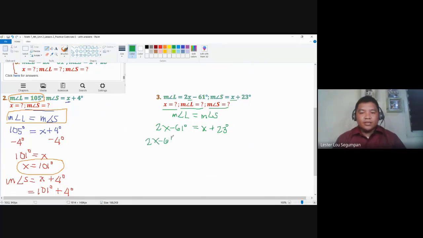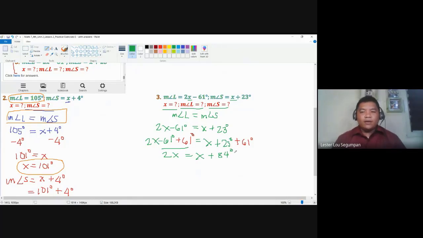To do that, we will have here 2x minus 61, and let us add 61 degrees. The other side will become x plus 23 degrees, plus 61 degrees. Sorry, I forgot the degrees. Very important. Okay, so we will have here 2x. This becomes 0 already. It is equal to x plus 23 plus 61, which is 84 degrees.